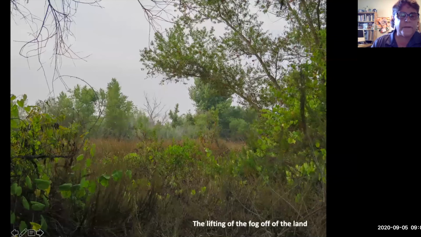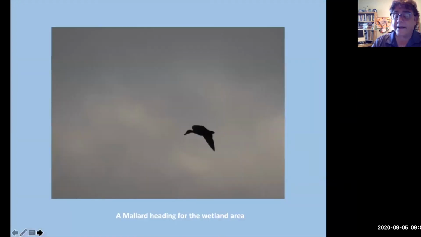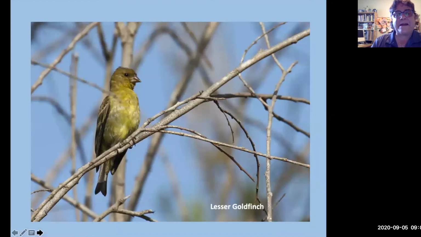It's so pretty. The red-tailed hawks, when it's this dark or this cool or this cloudy, they need warm air to soar. So this is a juvenile red-tailed hawk just waiting for the warmer air to go flying. But the mallards can fly. They're used to wet weather, and this is a mallard heading over towards the wetlands. Now we're going back up into the sky a little bit.